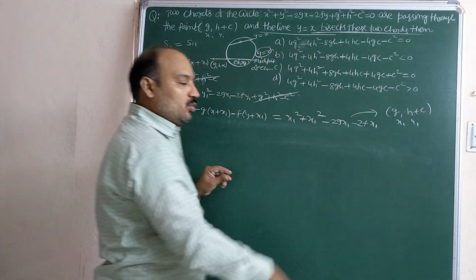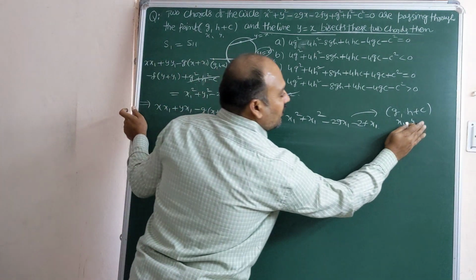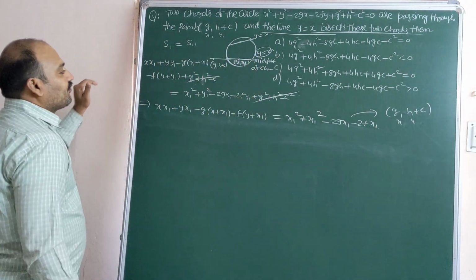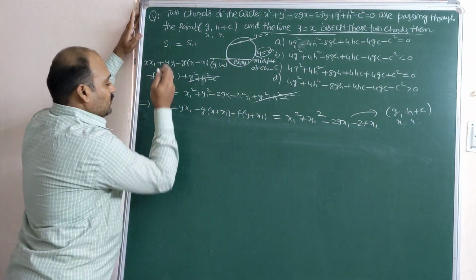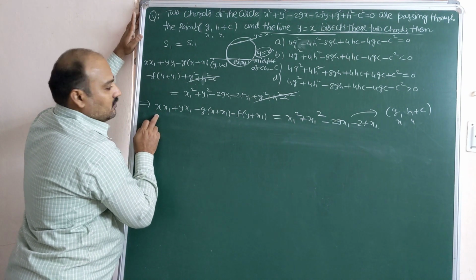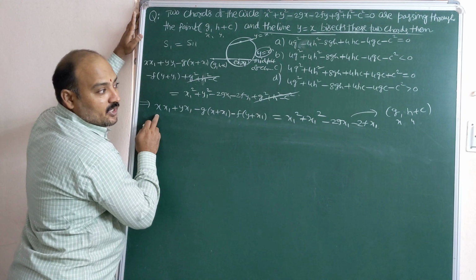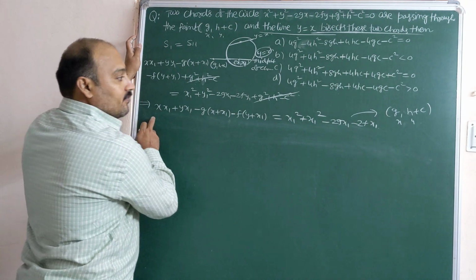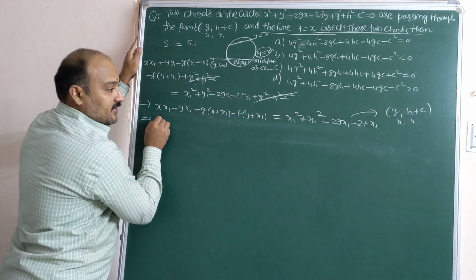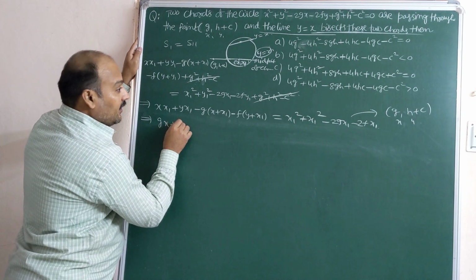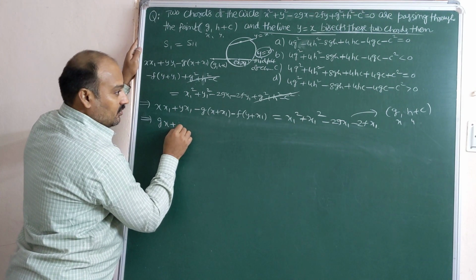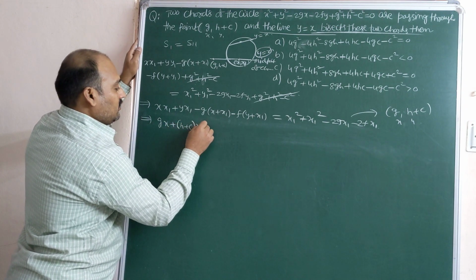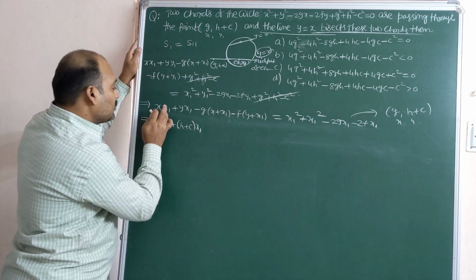This is x1, this is y1 now. X comma y. So wherever x is there, replace with g. So x1 means, in place of x, g. So wherever x comma y is there, replace with g, and h plus c into y. So y value is what? H plus c into x1. So in place of x only, no, so this is x1.